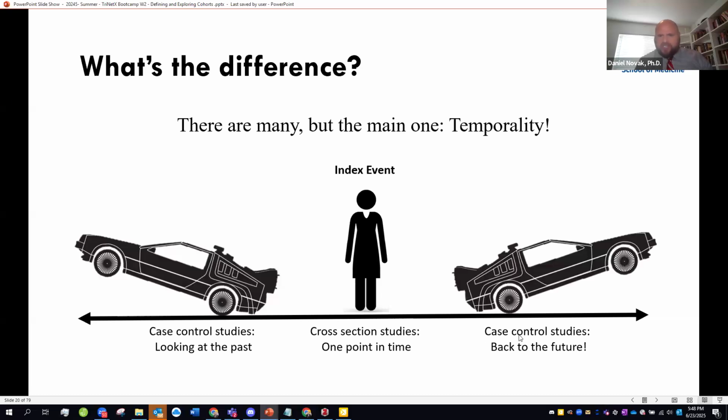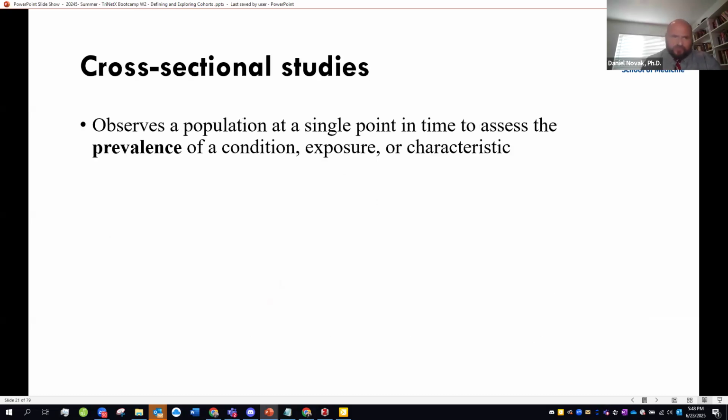This heading is incorrect here, but this down here should say Back to the Future is our cohort studies. We're looking and following a group of people from that index event and in time and moving forward into the future to look at what occurs later on. And that's really important to understand: how are we following people in time? That really impacts how your cohorts are designed and how you use TriNetX.